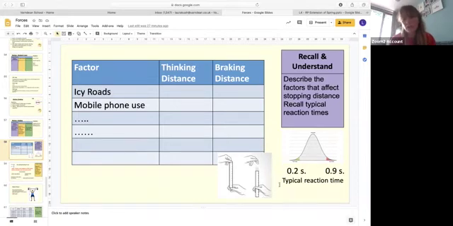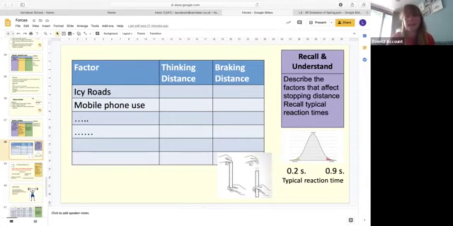We can test reaction times by that ruler drop test that we did in biology, actually, and a typical reaction time is between 0.2 seconds and 0.9 seconds. That was just a bit of content that would have to be done. So you might be asked things that might affect thinking distance, which is your reaction time. So that's things like tiredness, drugs, alcohol, caffeine. Don't forget things can speed it up as well as slow it down.